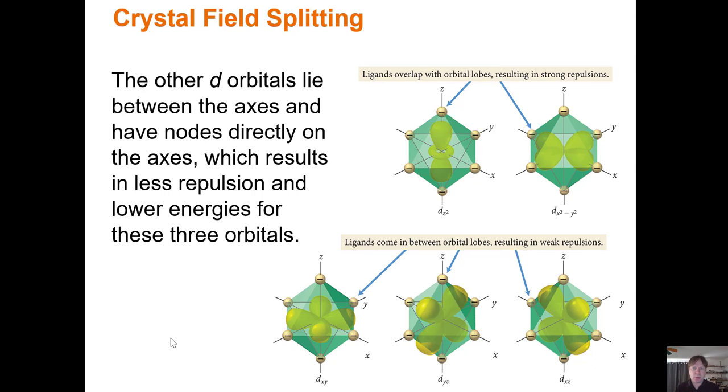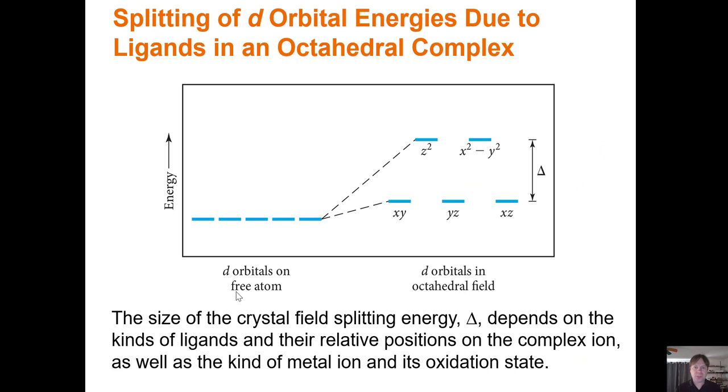The other ones, the ones we're showing again at the bottom, do not lie on the same location as the ligands. Their nodes, a node being where you don't have electrons, are at the ligand locations. So because of that, the repulsion is less for these three than it is for these two. Okay, so this is what ends up happening.